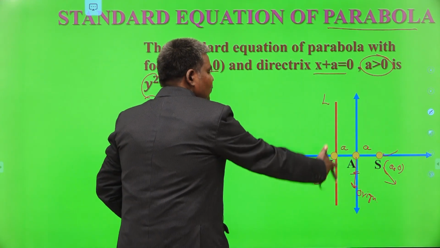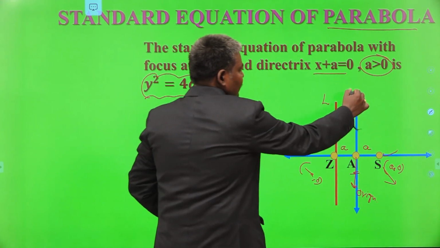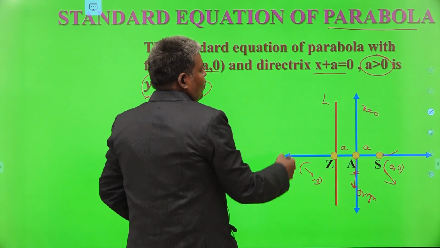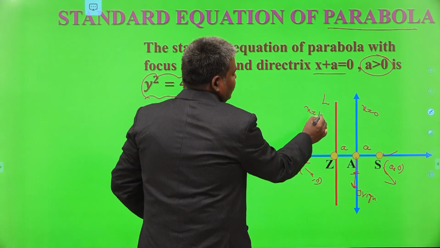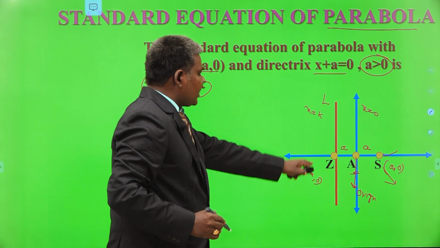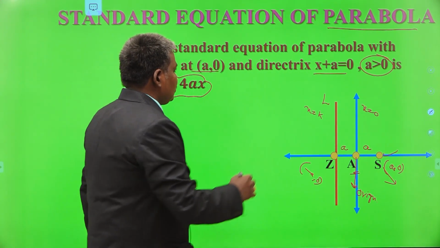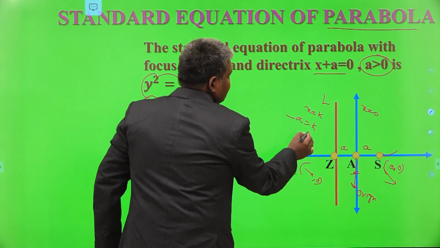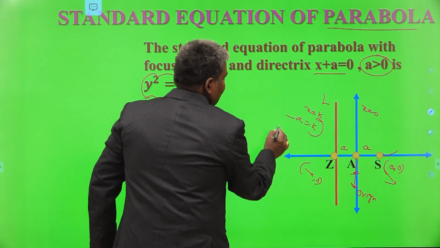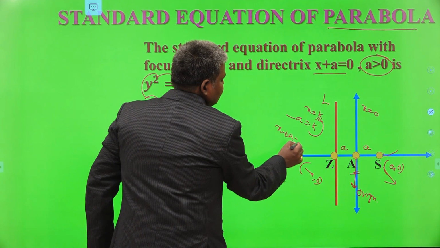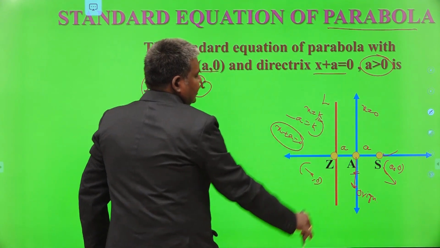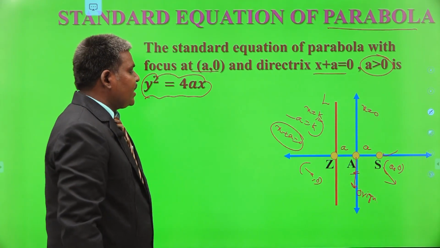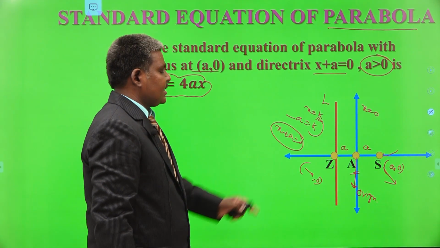Can you write this equation or not? What is the equation of the y-axis? x equal to 0. Any line parallel to the y-axis is of the form x equal to k. x equal to k passing through what? (Minus a, 0). Substitute this point here: minus a is equal to k. Substitute the k value here. We obtain x plus a equal to 0 as the equation of the directrix. In this manner, we can define the coordinates of the focus and directrix.